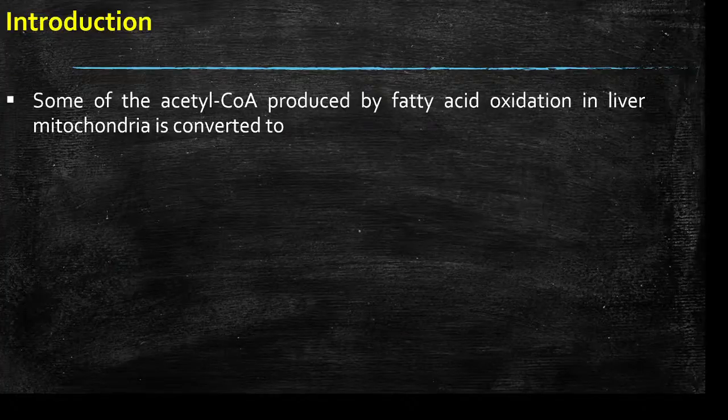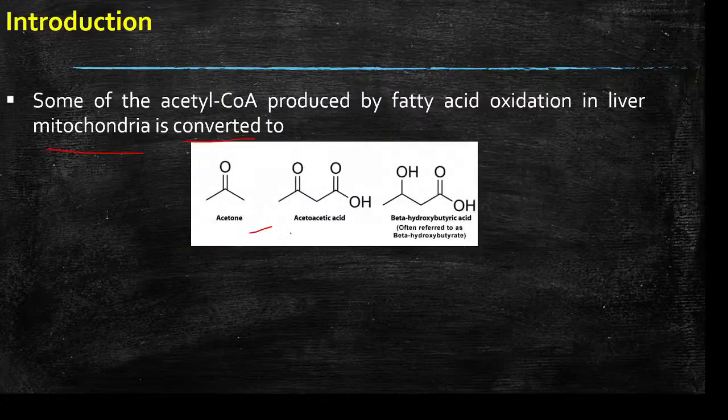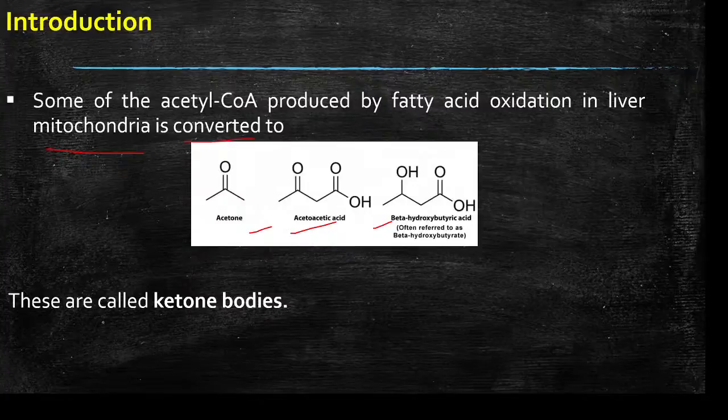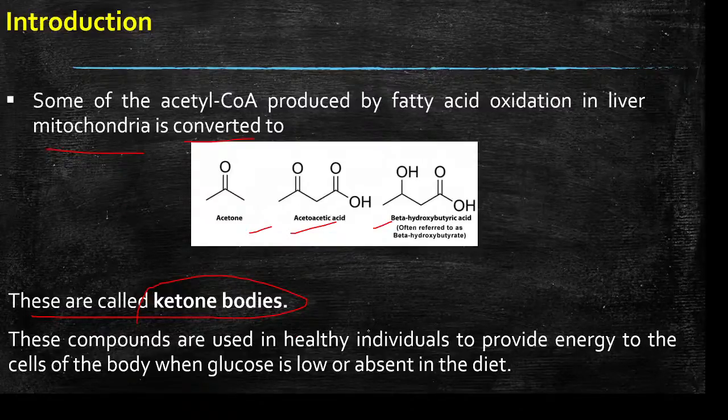So here our definition of these ketone bodies is, some of the acetyl-CoA produced by fatty acid oxidation in liver mitochondria is converted to acetone, acetoacetic acid and beta hydroxybutyrate, which we call ketone bodies. Ketone bodies are the substances produced by the conversion of acetyl-CoA produced by fatty acid oxidation in liver mitochondria. Okay, so these compounds are used in healthy individuals to provide energy to the cells of the body when glucose level is low or absent in the diet.